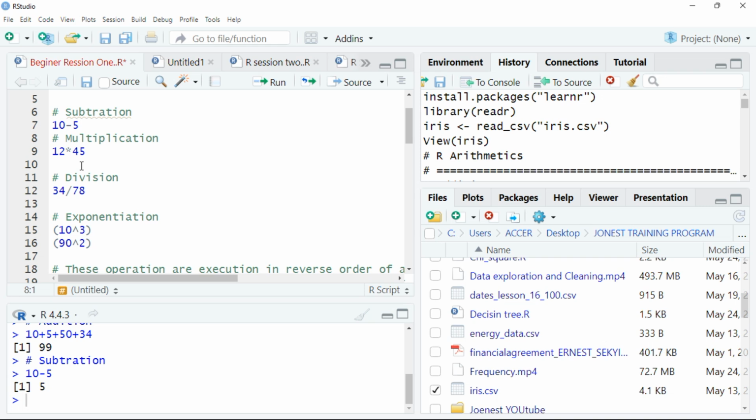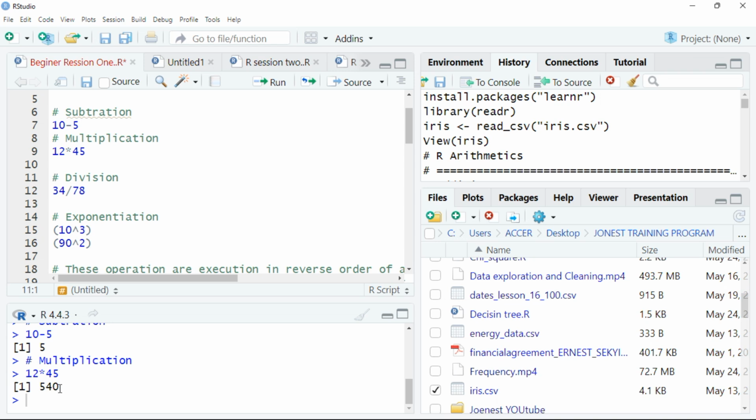And for multiplication, we use the star. The star will help us to multiply two things in R. So here we have 12 times 45. As you can see here, once you put this in R, R is going to do the calculation for you. So let's run it nicely. Once you run, you are going to get 540. So R has multiplied 12 by 45.